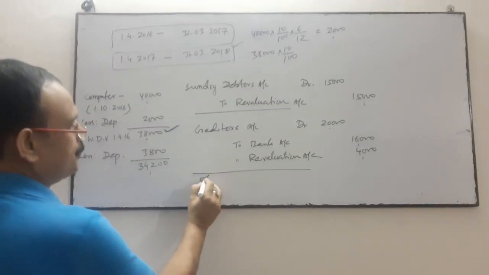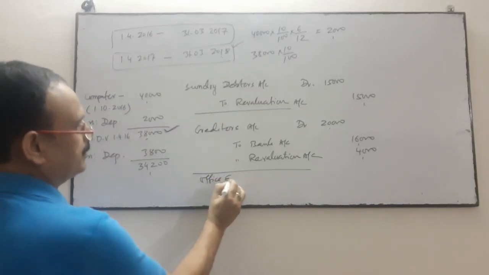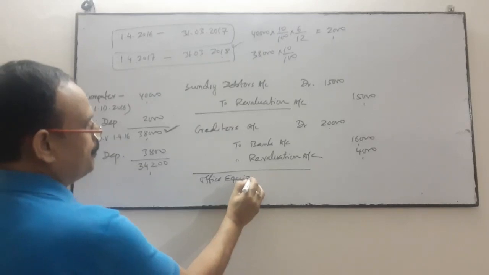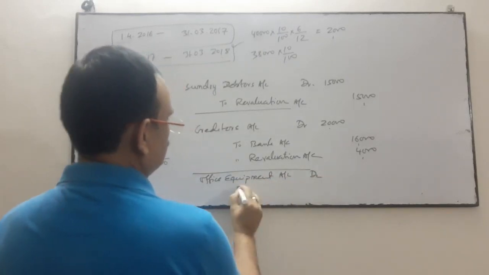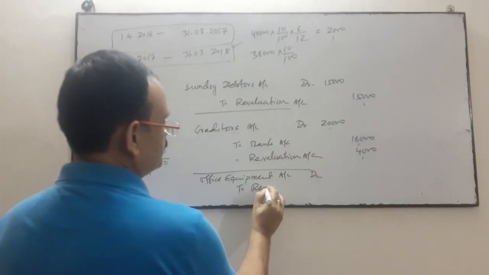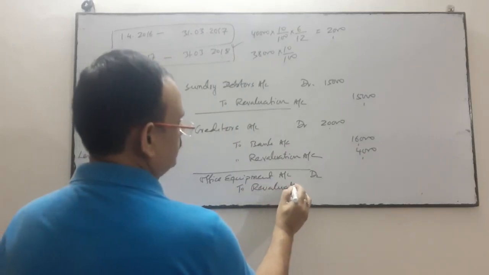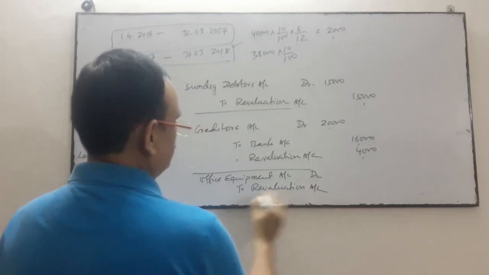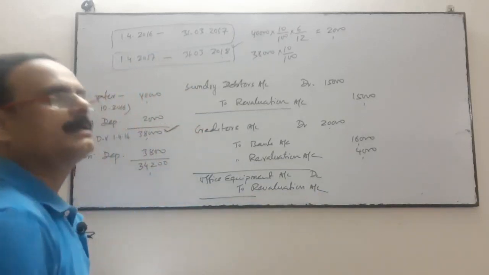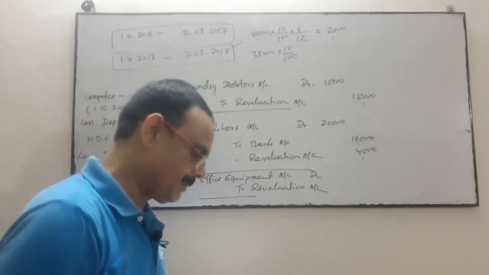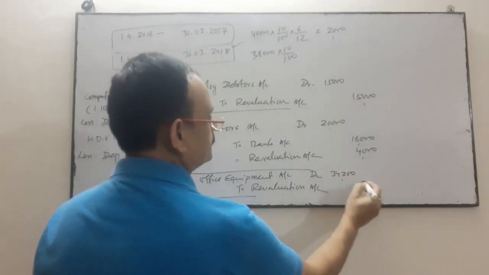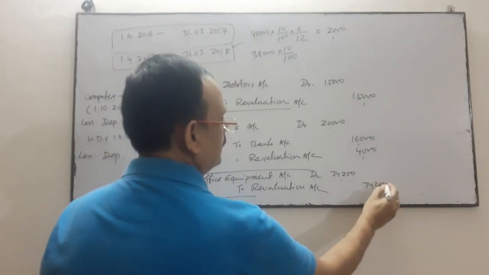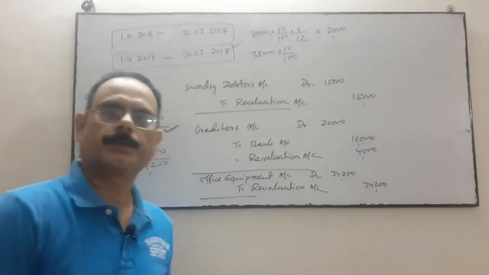So office equipment account debit to revaluation account, it's a gain. Again this has come into the business with this amount, 34,200. Okay, 34,200.